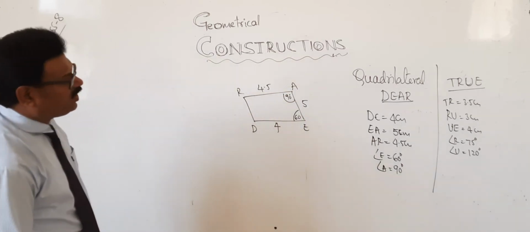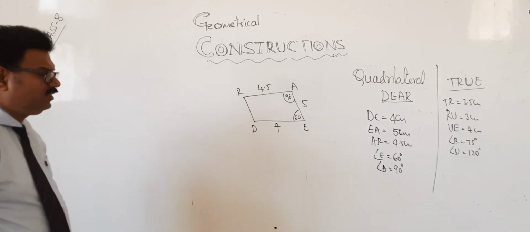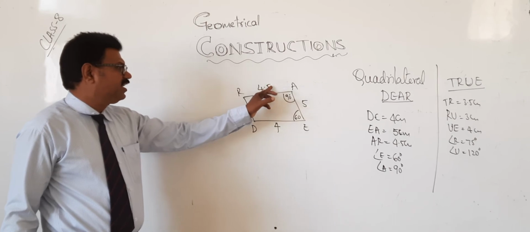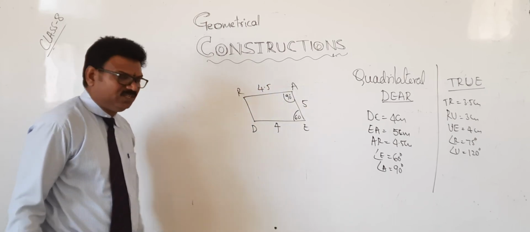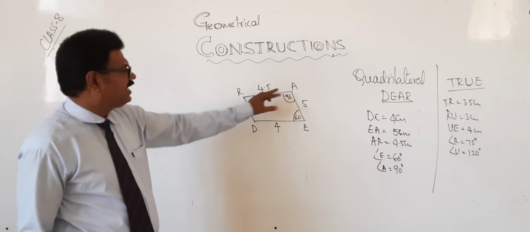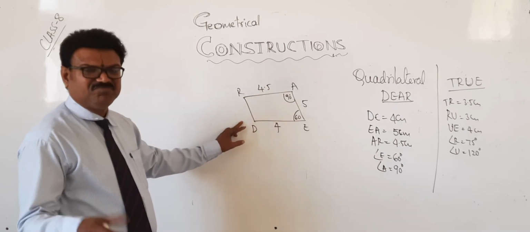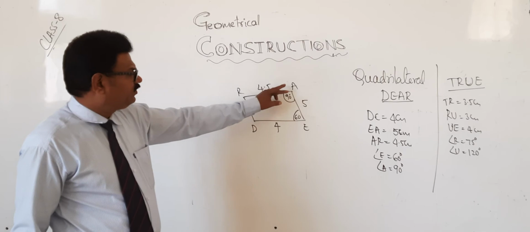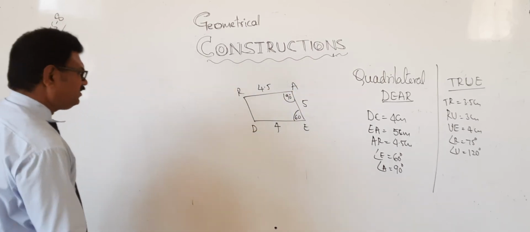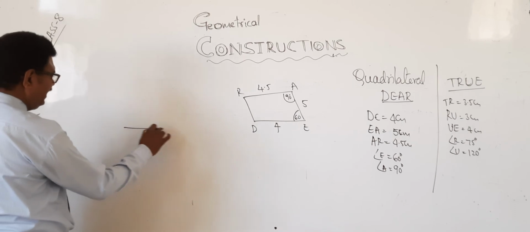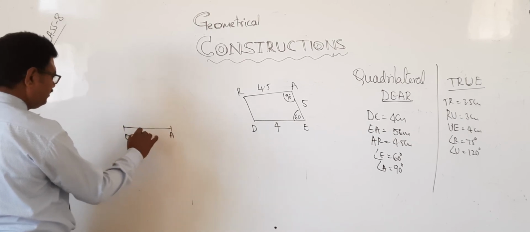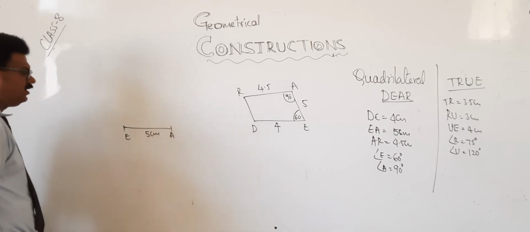Therefore, which base we have to take? Yes, anyone? We should take D as base or AE as base or AR as base or RD as base. RD not possible because he has not given anything. If you take RA also, one side is no measurement. Therefore we should take AE as base. Now take EA. EA how many centimeters? 5 centimeters.